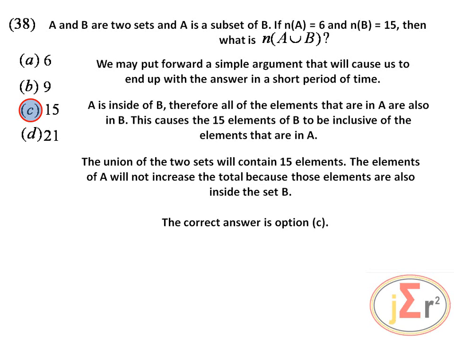A has 6 elements. B has 15 elements. All of those elements that are in A are in B. Therefore, the total number we have is still 15, because the 6 that we have in A are not in addition to the 15 that we have in B, but they are also included in the 15 elements that are in B. So we are sure that in all we only have 15 elements.